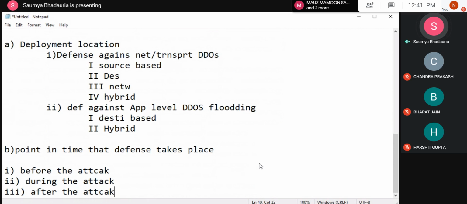Okay, so what did I say? The first criterion for classification is location, where the defense mechanism is implemented. That is why it is referred to as deployment location. On the basis of deployment location, we have four cases: source, destination, network, and hybrid, which you can also refer to as distributed. And on the basis of defense against application level, we have destination and hybrid, also known as distributed.